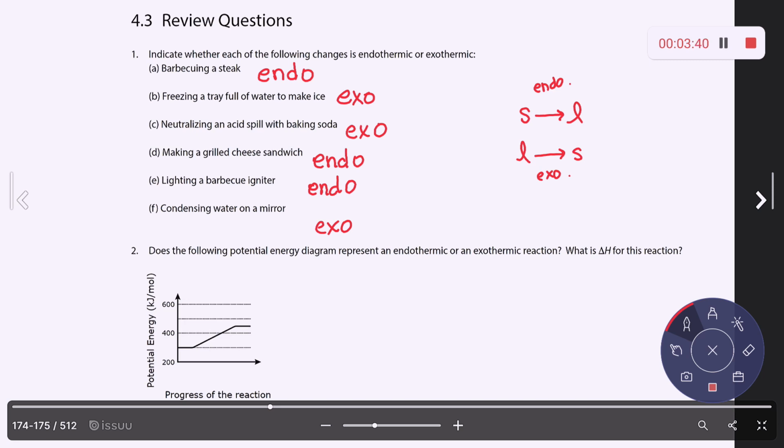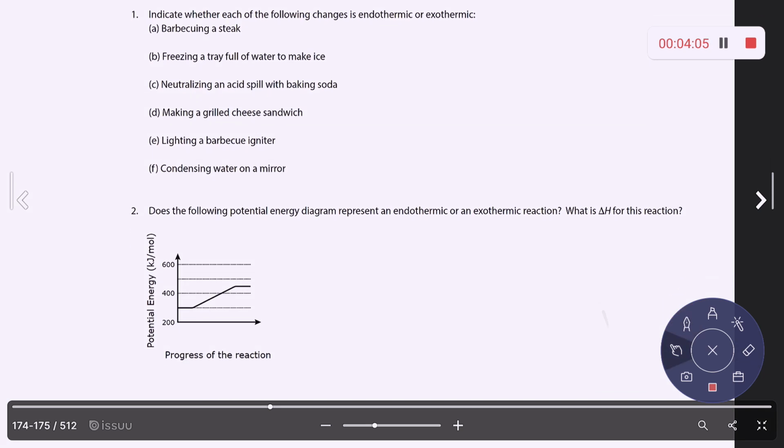Yeah. So making a grilled cheese sandwich is endo? Because it's absorbing heat to melt the cheese and to toast the bread. I thought endothermic is when things come together. Endo is when it's absorbing heat energy. Okay. Okay, let's take a look at number 2.